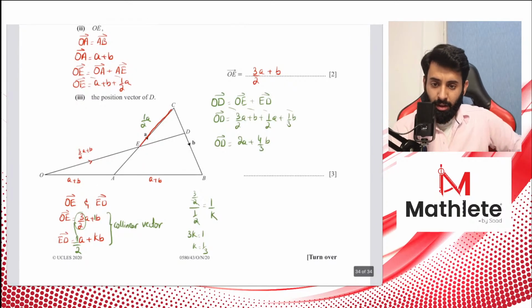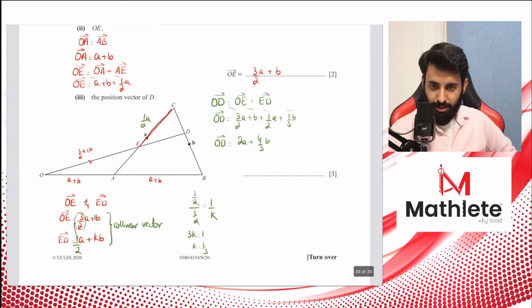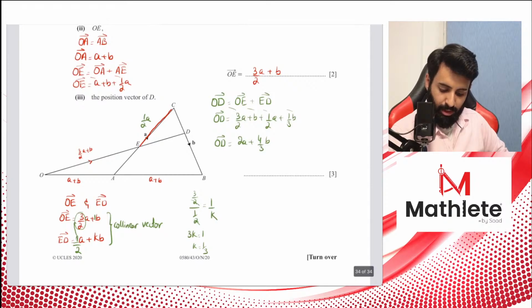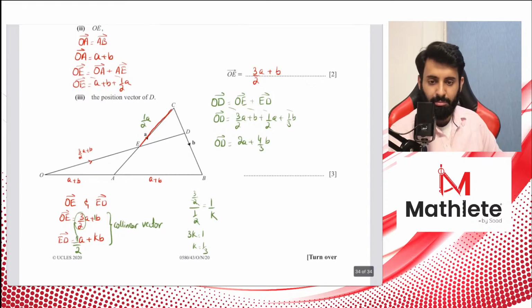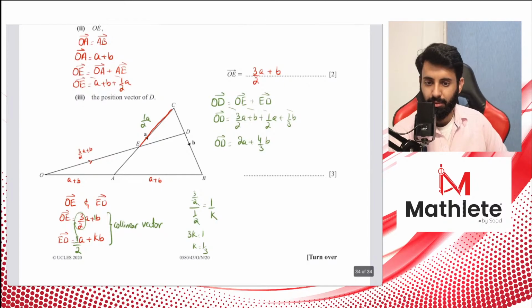Now let's take your questions. Sir, would it be wrong if you go from OB to BD? Now the thing is, we don't have BD. That's the problem. We don't have BD. That's why I'm not going to do that.